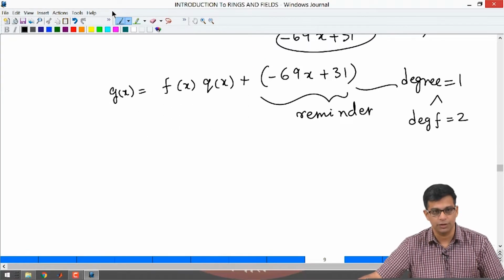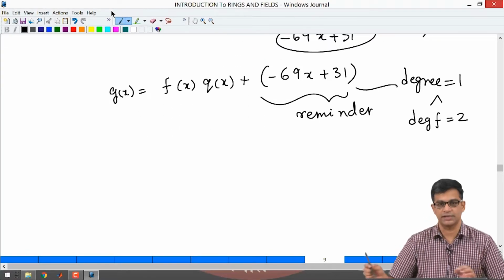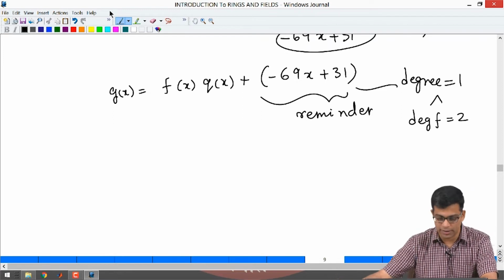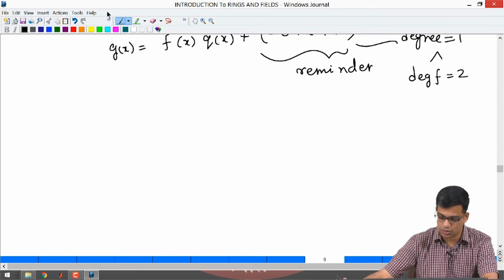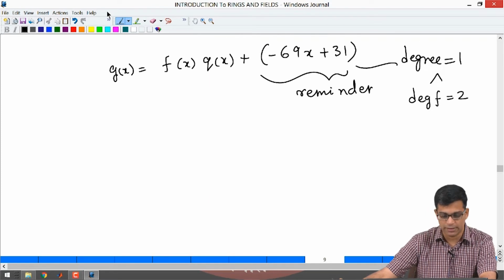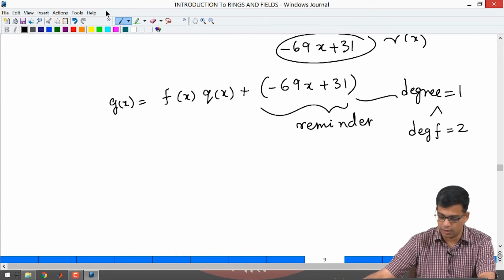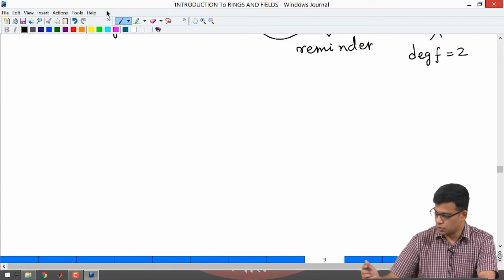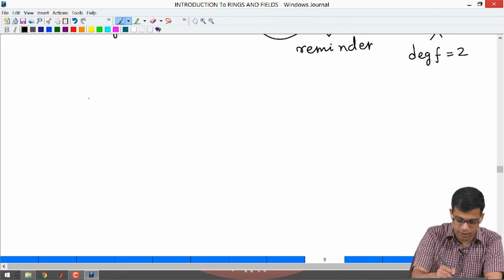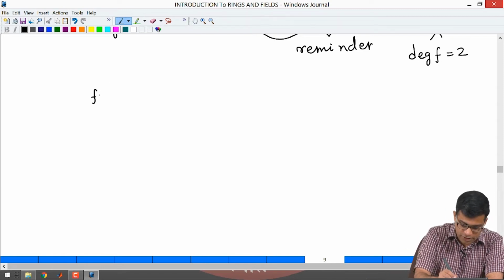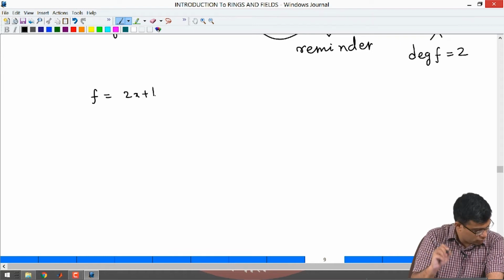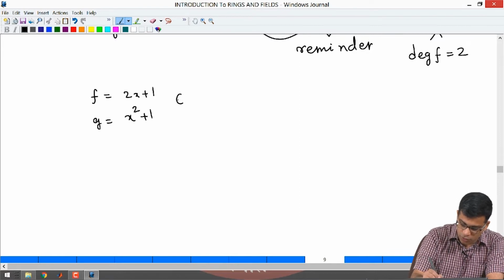Okay, so let us continue now with division inside the polynomial ring. As the example I did in the last video shows, we can divide as long as the polynomial has leading coefficient 1. Just to give you an idea of what the problem will be, let us consider the following example. Let us take f to be 2x plus 1 and g to be x squared plus 1.